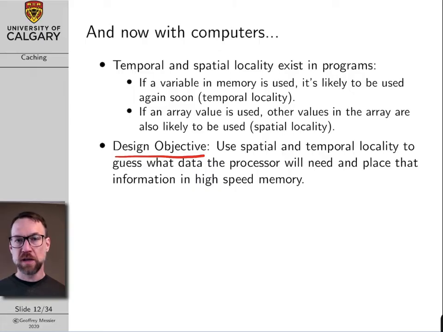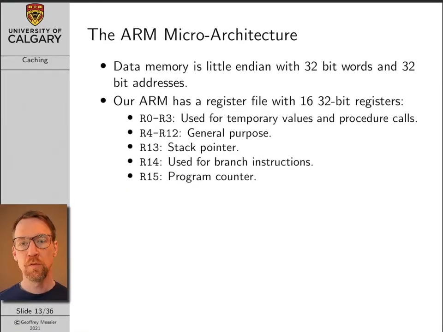So our design objective is to use the notion of temporal and spatial locality to try and anticipate or guess what data our processor is going to want to work with, and to prefetch it and put it into high-speed memory. So we want to take a bunch of stuff from low-speed memory and put it into high-speed memory, where the processor will then use it. Just like in our library example, where we grabbed a whole bunch of books off the shelf, we maybe weren't sure if we were going to use all of those books, but we had a pretty good idea that we would, and we brought them back to our cubicle, and sure enough, they came in handy.